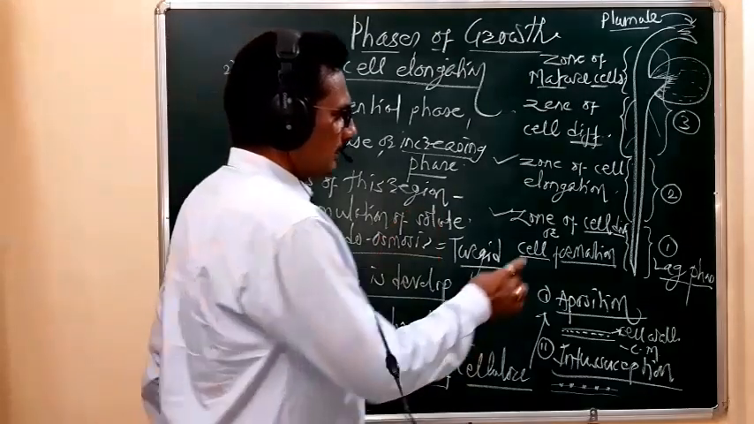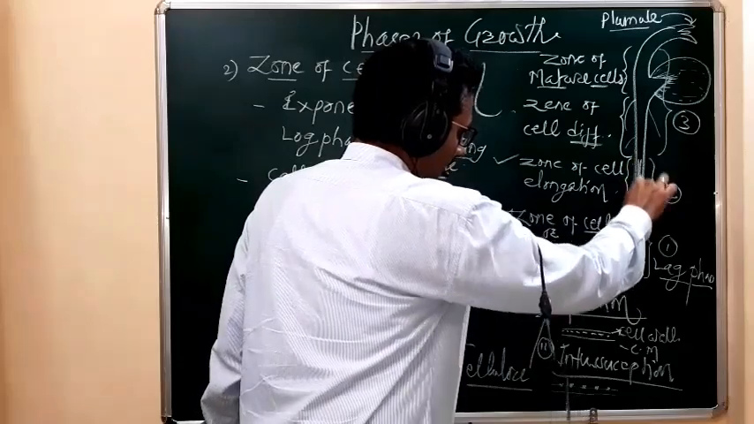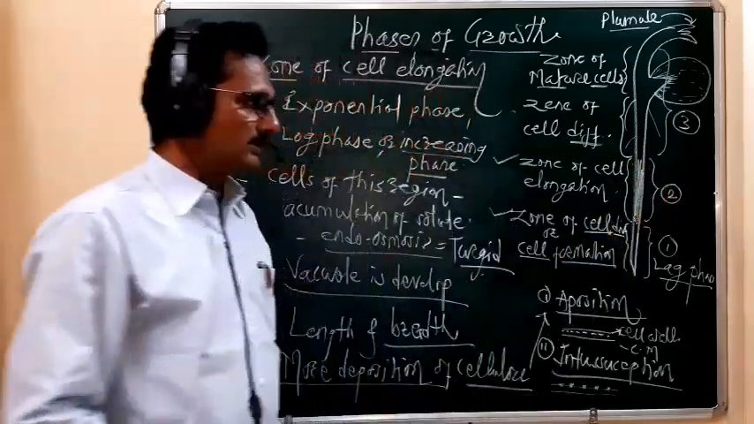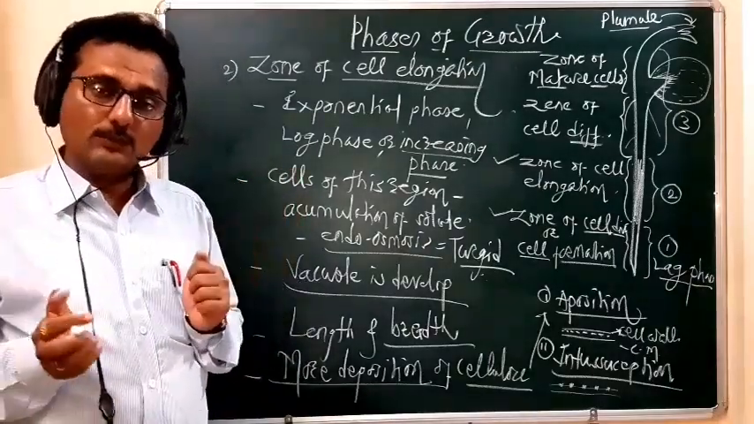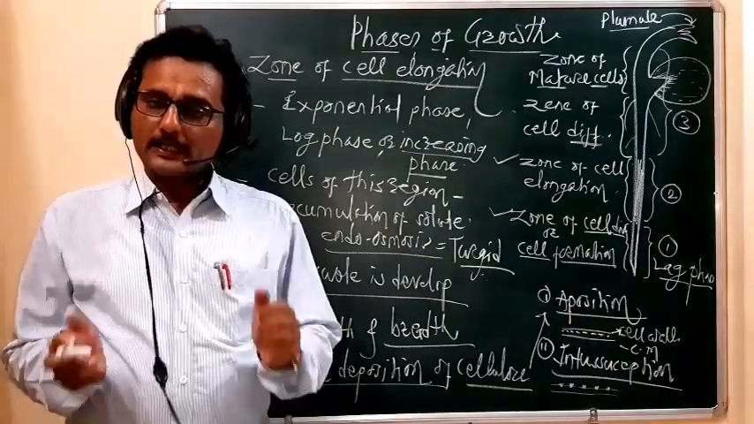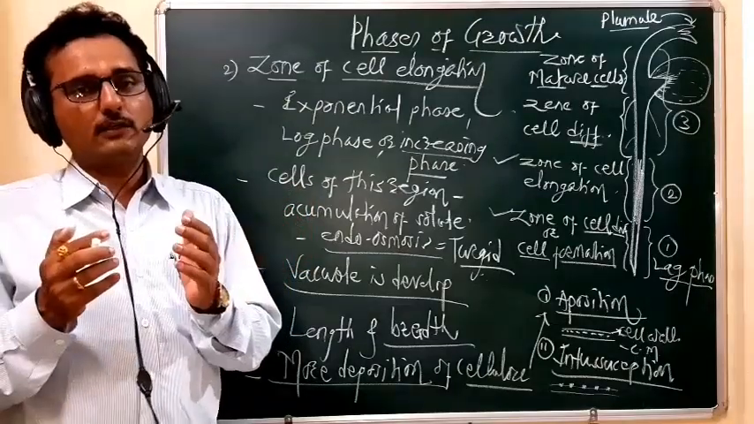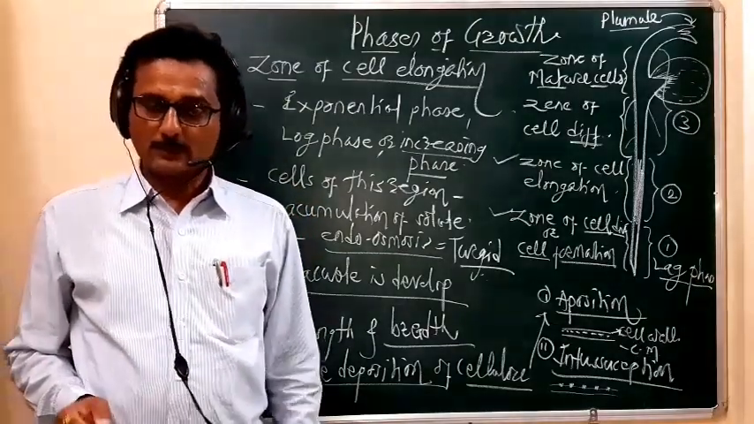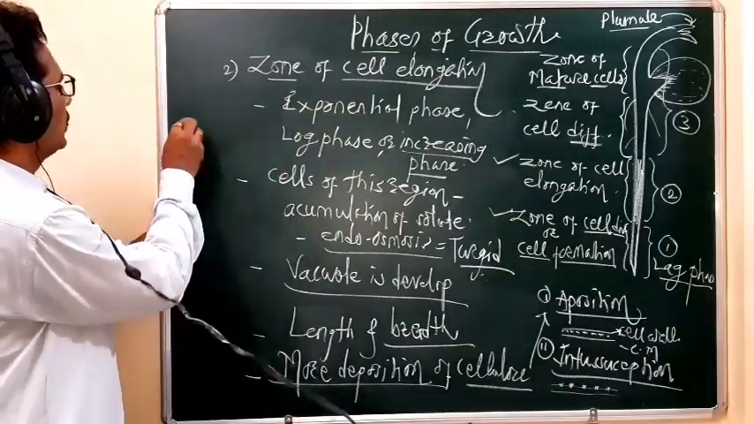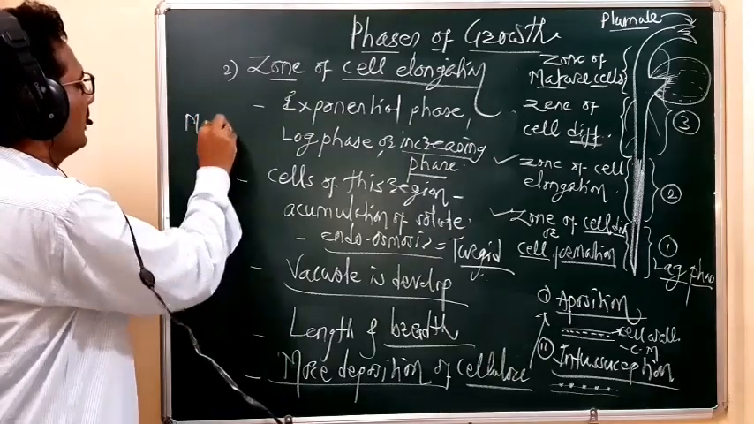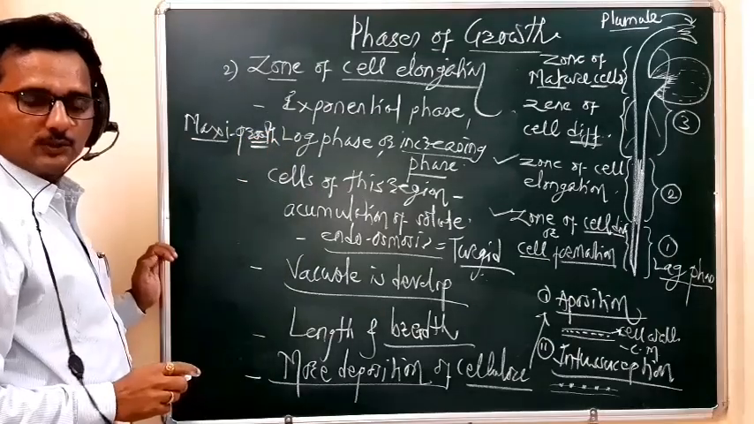The zone of cell elongation means this region. At this region, the cells get elongated. So what about the growth? At this site, the growth is accelerated. It shows immediate maximum growth. In the sense, this zone of cell elongation shows the maximum growth.